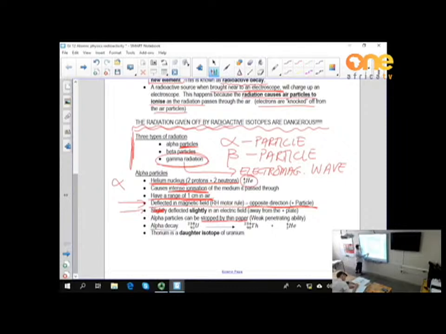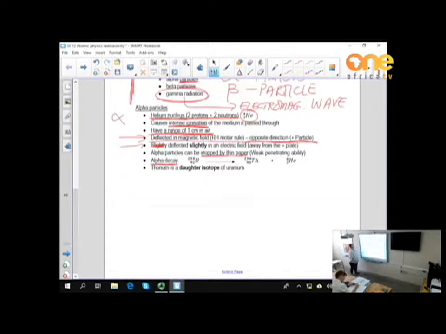When alpha decay happens, right, we have over here a uranium nucleus.